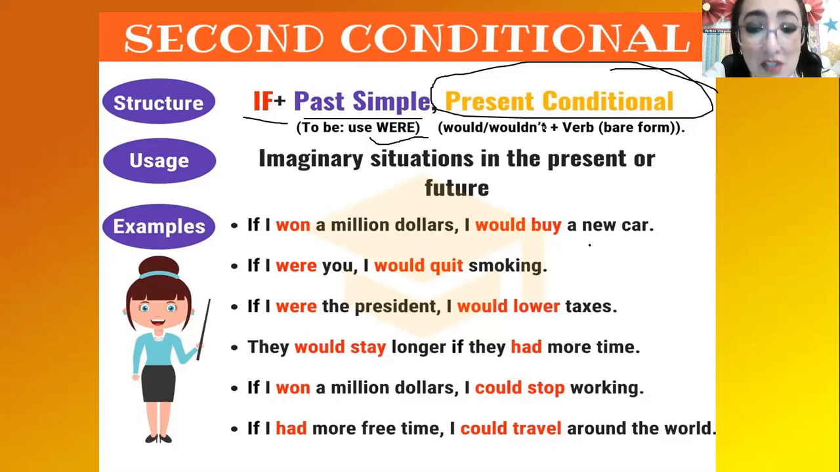I could stop smoking if I won $1 million. I could stop working if I won $1 million. I could travel around the world if I had more free time. That's how we are going to make use of this. What do you think? Is it easy? Is it difficult? Tell me. It's great, right? It's easy.